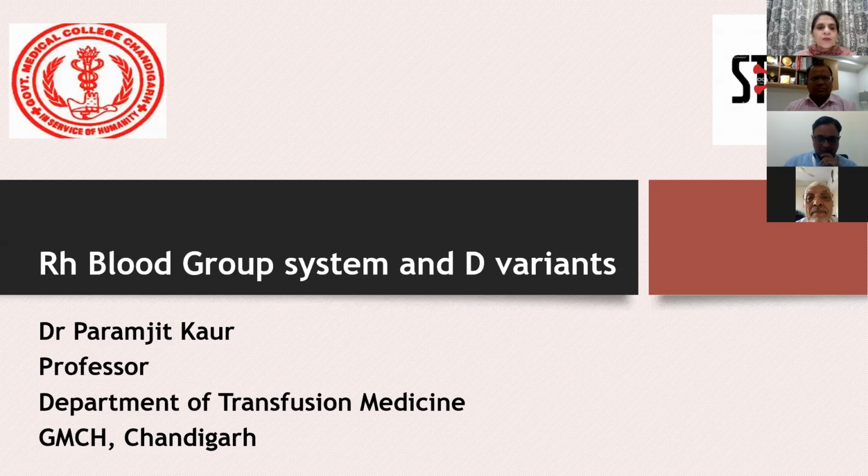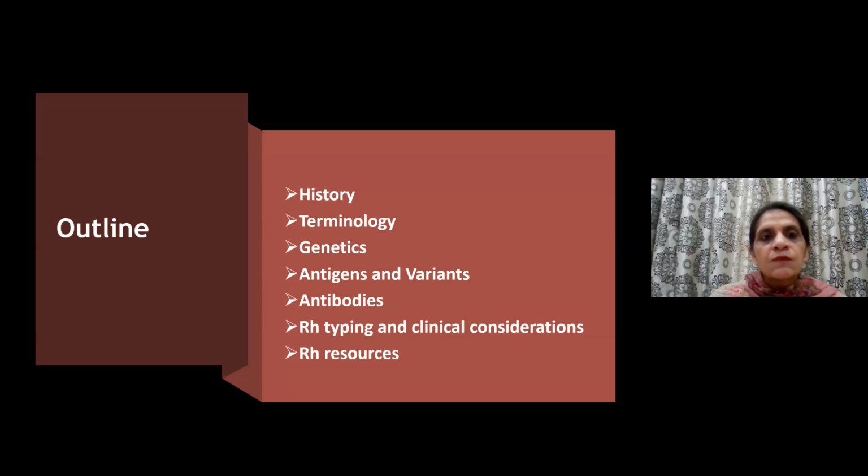Now, the topic of my presentation is the RH blood group system and D variants. This is a very vast topic, and I hope I'll be able to do justice to it within the time frame allotted to me. My presentation will be under the following broad headings: history, terminology, genetics, antigens and variants, antibodies, RH typing and clinical considerations, and the RH resources.